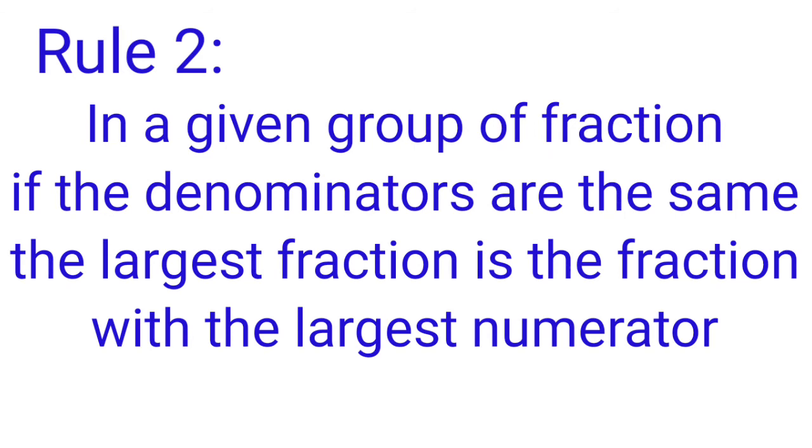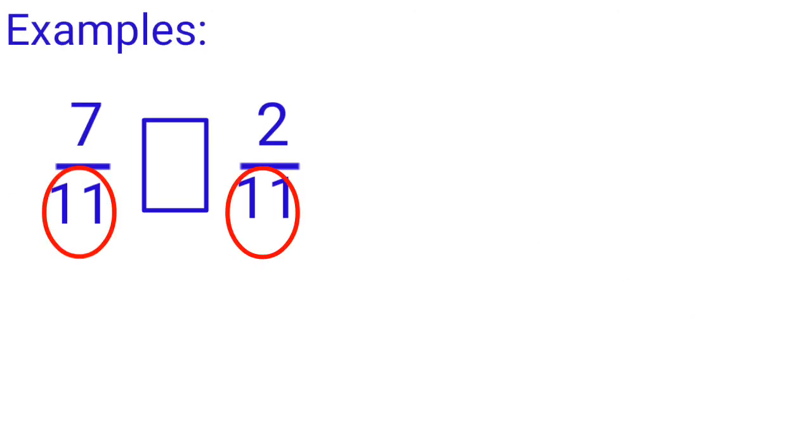Rule 2. If the denominators are the same, the largest fraction is the one with the largest numerator. Alright, we have the two denominators the same. So the rule says if the denominators are the same, the largest fraction is the one with the largest numerator. So we have 7. 7 is greater than 2. So that means 7/11 is greater than 2/11.